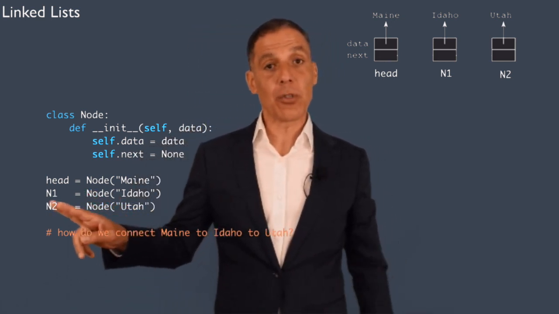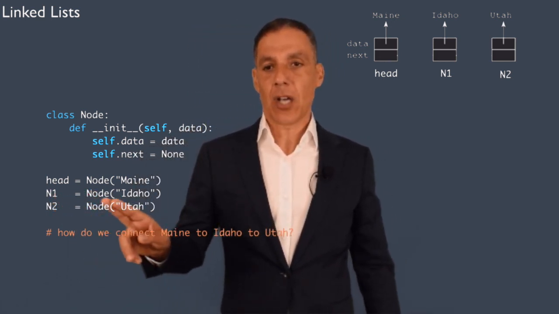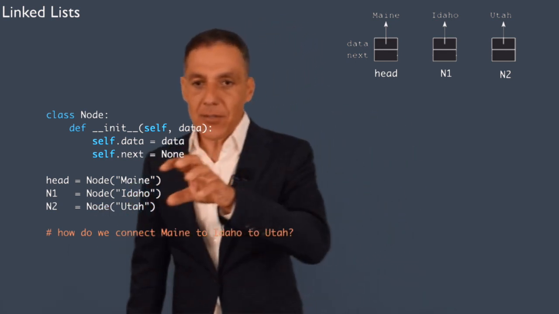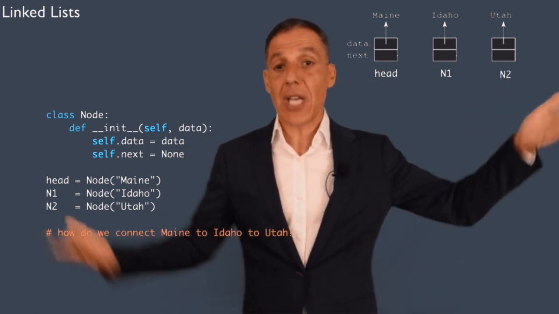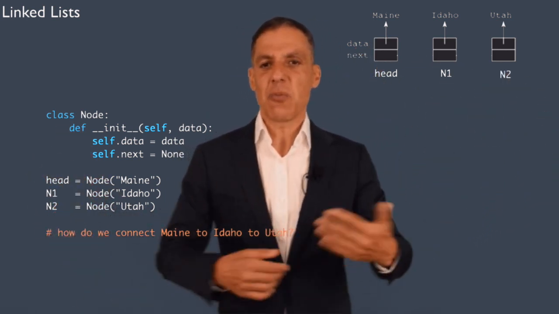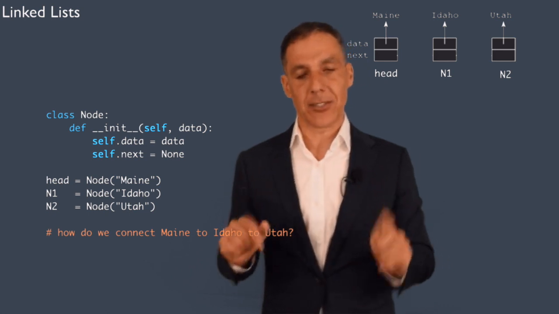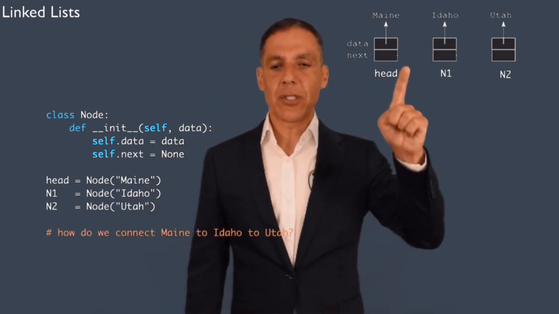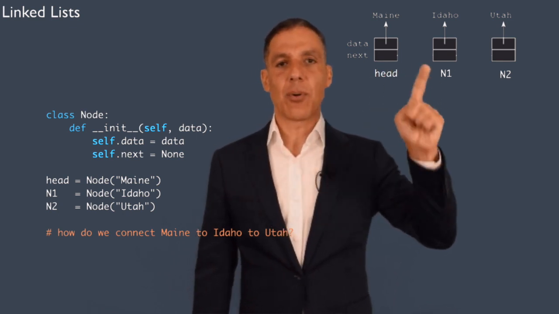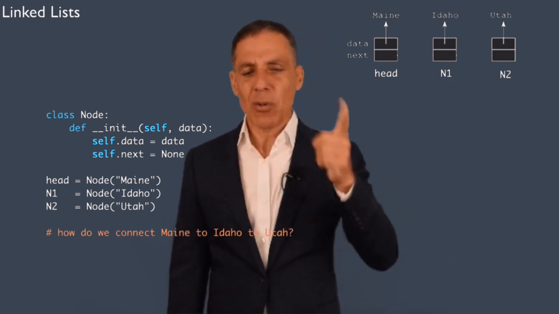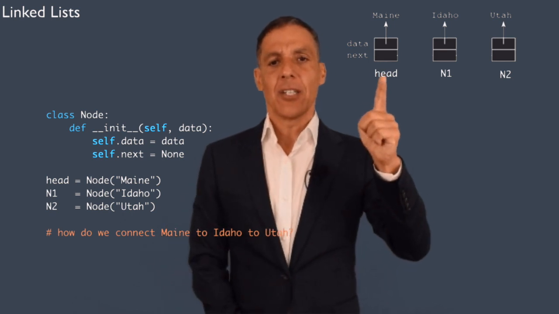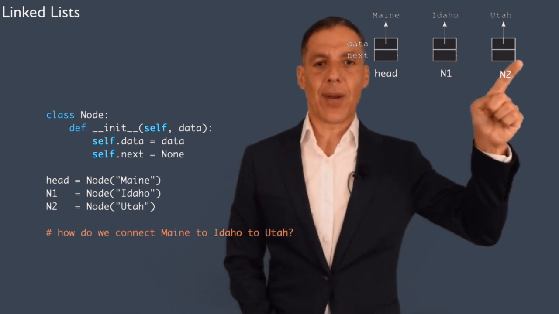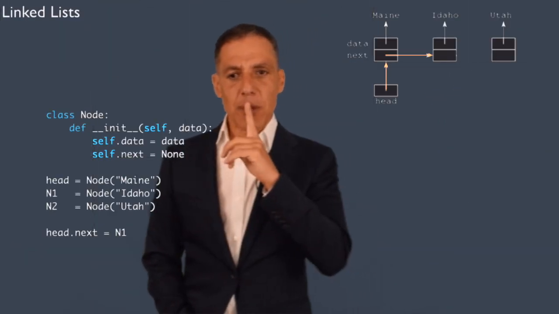I'm going to create 2 more nodes, n1 and n2, calling the constructor with the string Idaho and then the string Utah. So at the end of these 3 lines of code, I've got 3 nodes, 3 objects hanging out in space. Okay, there's no notion of them being connected yet. Okay, so how do we connect them? Well, I want Maine to point to Idaho and Idaho to point to Utah. What does that mean to point to it? It means next should have the address of this node, and the next of this node should have the address of this node. Well, that should be pretty easy to do.